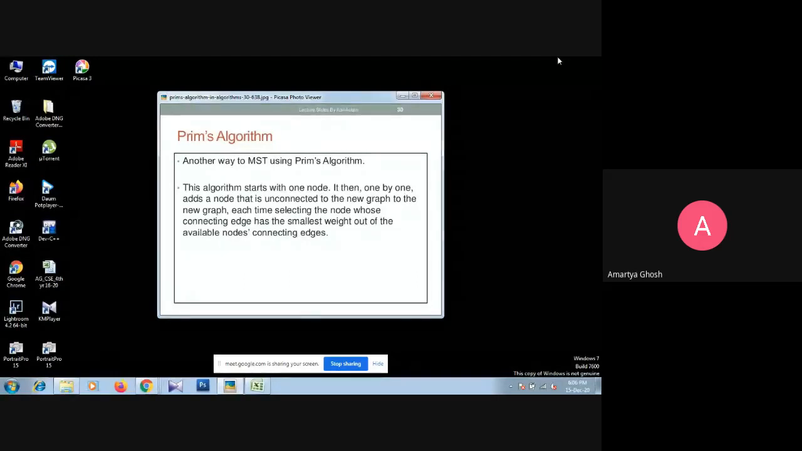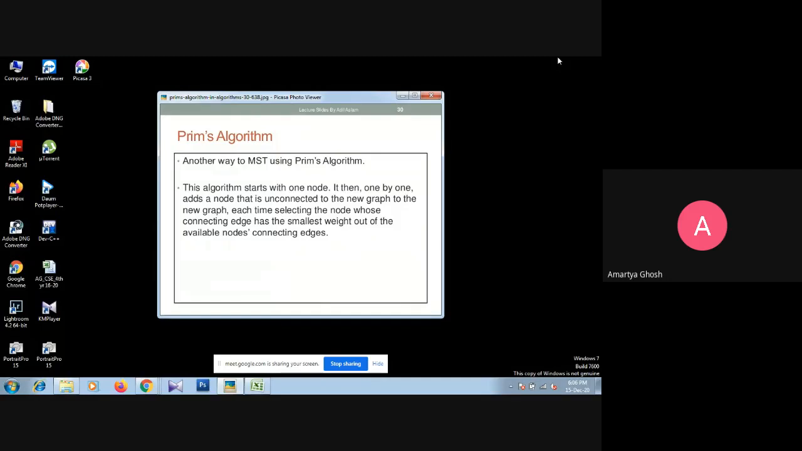So what is the difference between Kruskal and Prim's? In Kruskal, first of all we have to create the edge table according to the ascending order of the weight of all the edges. That is the process, so that table is created first.